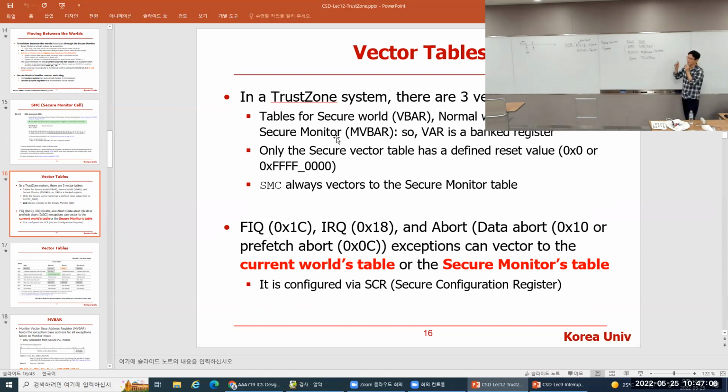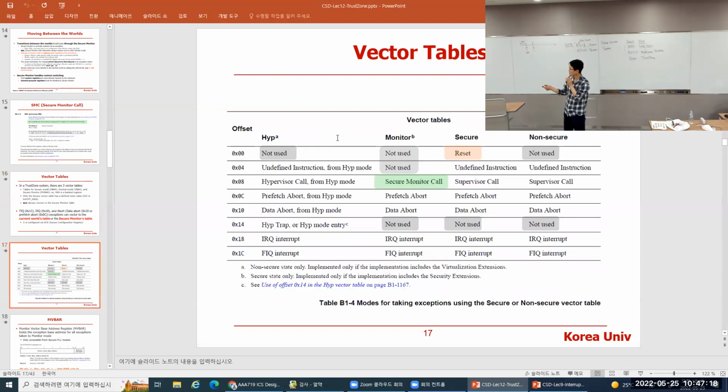Okay. So in a TrustZone system, you have three vector tables. Think about that usage case, and in each world you want to run an operating system. That is why we protect this.